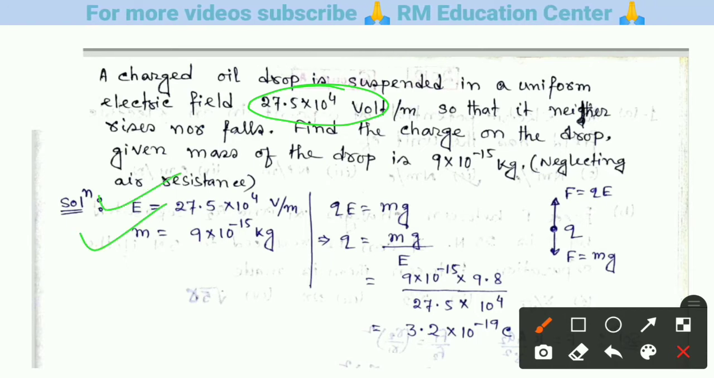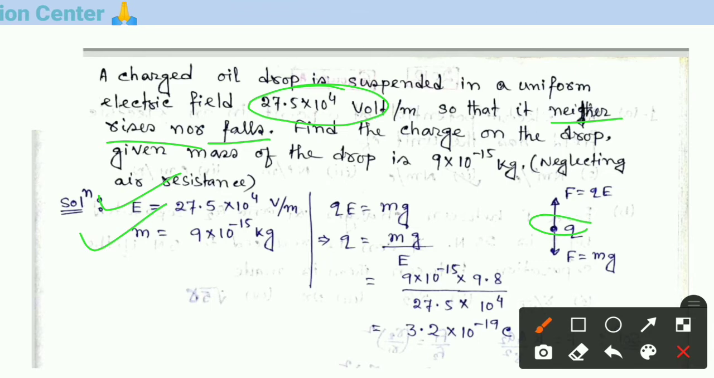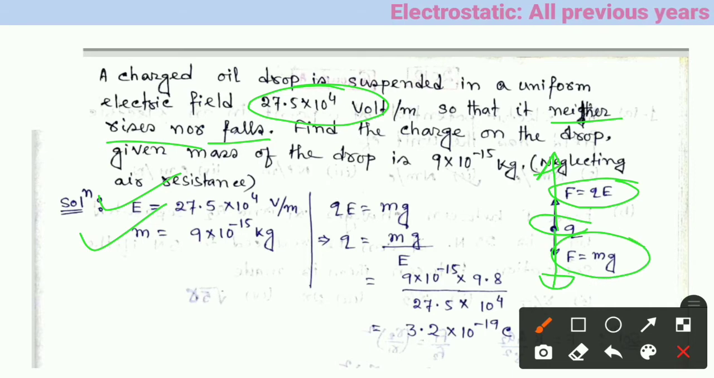Now, in the question it is given that it neither rises nor falls. Here the charged oil drop is present in a uniform electric field, so it experiences a force qE, and due to its own weight it experiences a downward force, which is mg. It neither rises nor falls when the force qE and the force mg are equal.